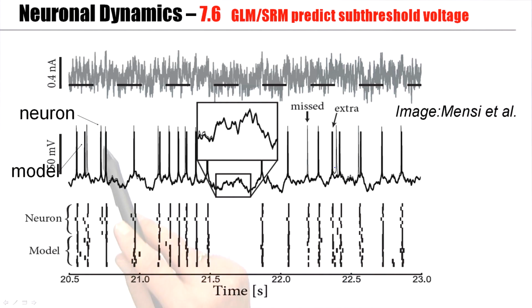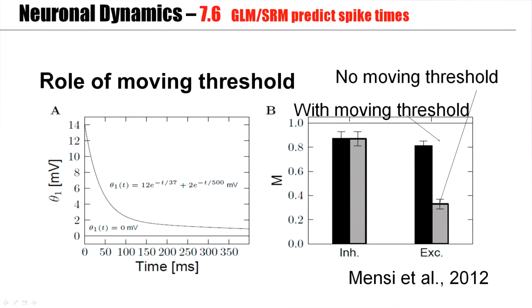If we repeat the same input current, the same realization of all this fluctuating current several times, then the real neuron will emit spikes with a slight jitter between one trial and the next. And so does the model. You may wonder why we need the moving threshold. Well, in fact, for an inhibitory neuron, you don't really need it. For an excitatory neuron, the percentage of correctly predicted spikes, spikes that are predictable, that are reliable, is much better with the moving threshold than without the moving threshold.